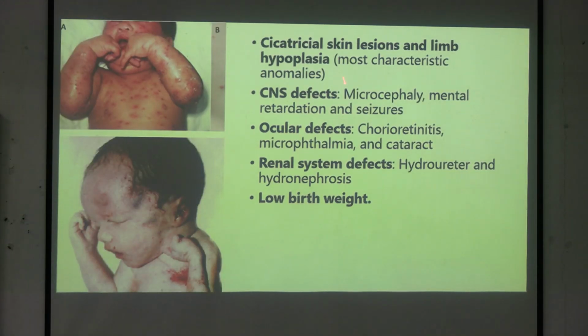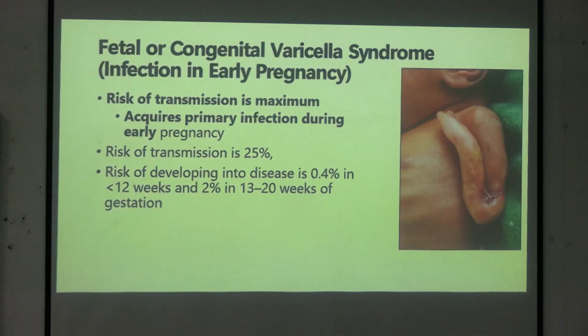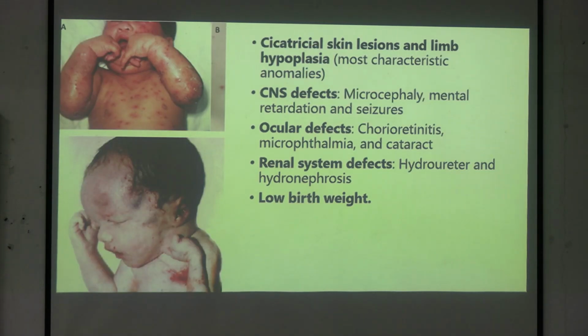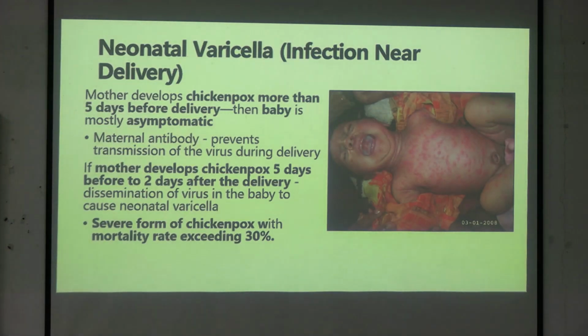Okay. The most important thing that you have to remember is there will be cicatricial skin lesion and limb hypoplasia. This is an example of limb hypoplasia. So, there is an underdevelopment of the limb. It can be superior extremity, it can be inferior extremity. Okay, but mostly we see superior extremity hypoplasia. এছাড়াও আর কি হবে, you have microcephaly, you have mental retardation, you have seizures. So all these things will be coming in as a complication of the disease. And you have low birth weight.